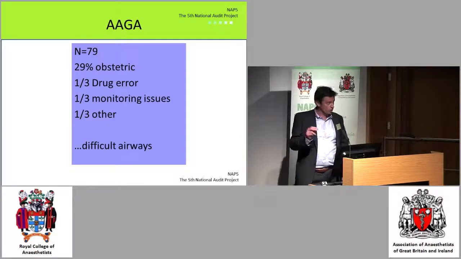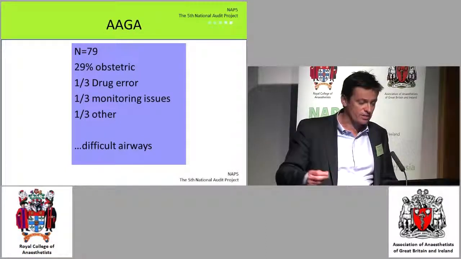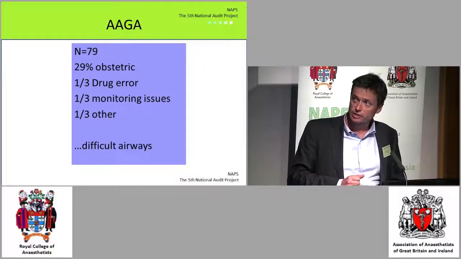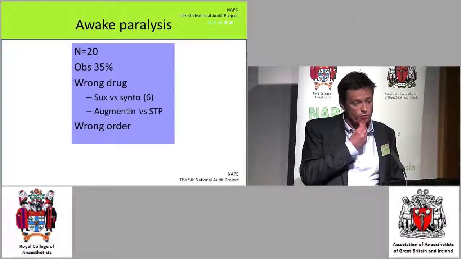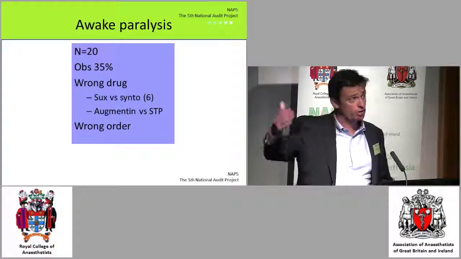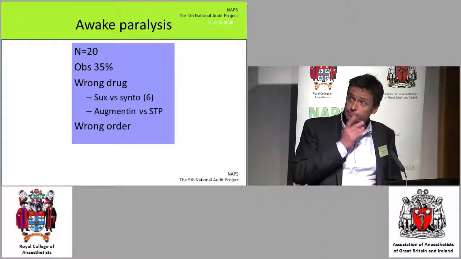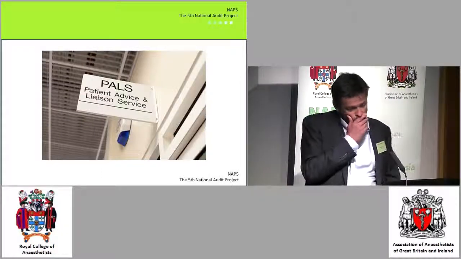So there are 79 cases in those 13 years of litigation regarding awareness, not the majority, but an excess of which were obstetric. Remember, it's about 1% of general anaesthetics, and those are the issues. And awake paralysis, a smaller number. Put them both together, and you're just reaching 100. Still 8 cases per year. Similarities to what we've discussed.